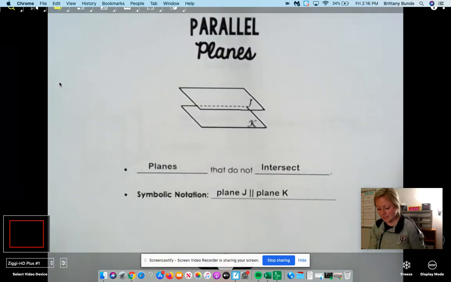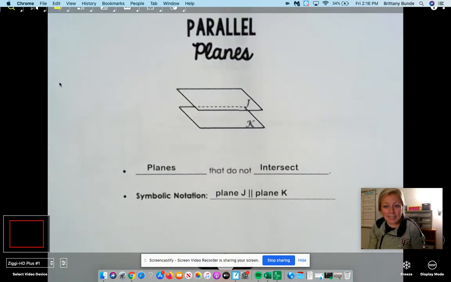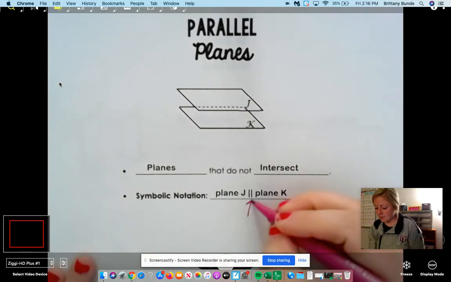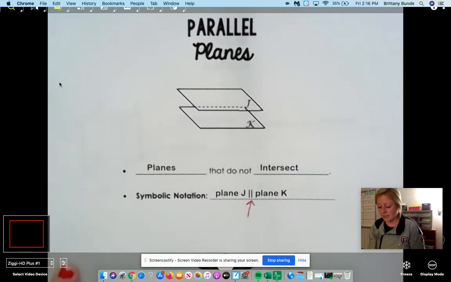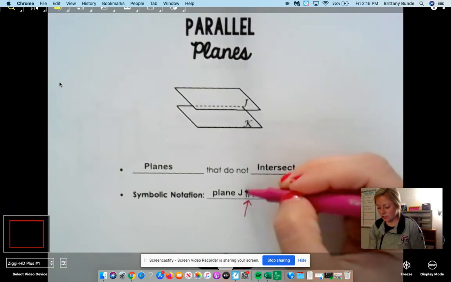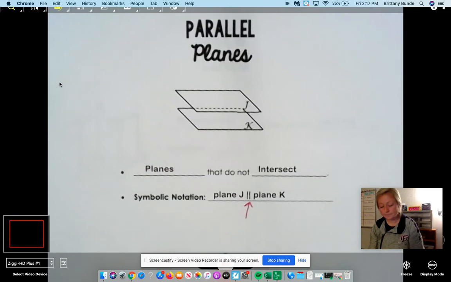Parallel planes are two planes that do not intersect. So they kind of levitate on top of each other. Like if these pieces of paper were planes, do you see how they are right on top of each other? They never touch. Or they could be vertical like this. They never touch, they're parallel. And again, we use those vertical bars to indicate parallel in symbolic notation. So plane J is parallel to plane K.